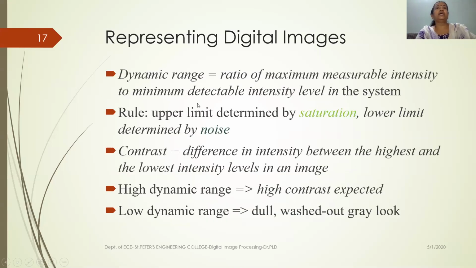Okay. So dynamic range, and of course saturation, contrast, low dynamic ranges and high dynamic ranges, like these are used for representing digital images. Dynamic range means the ratio of the maximum measurable intensity to the minimum detectable intensity level in the system. We'll call it dynamic range. Then contrast, of course, is the difference in intensity between the highest and the lowest intensity levels in an image. We'll call it contrast.